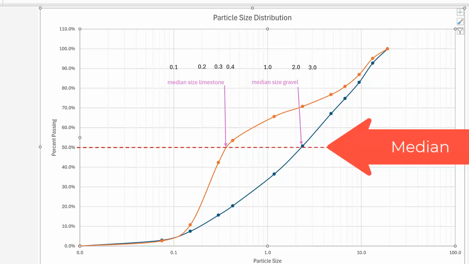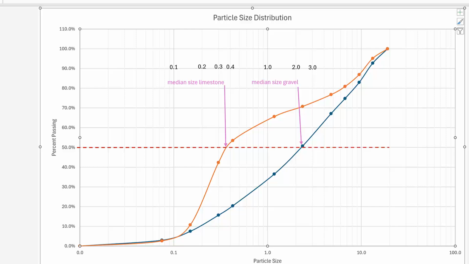But first, to practice counting along the log scale. Counting 0.1, 0.2, 0.3, 0.4 millimeters, 0.5, 0.6, 0.7, 0.8, 0.9, 1 millimeter, 2, 3, 4.